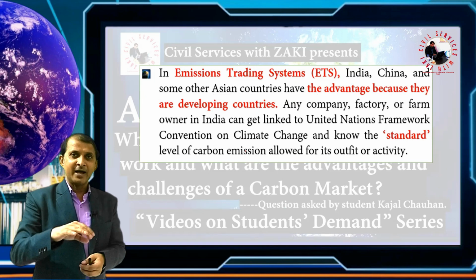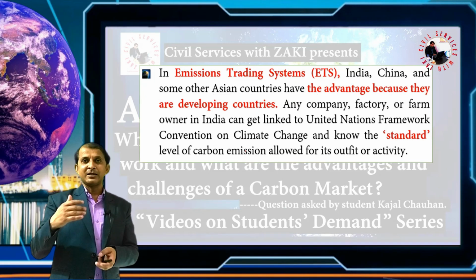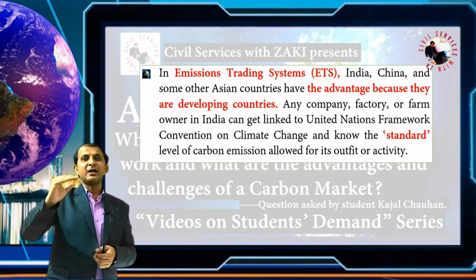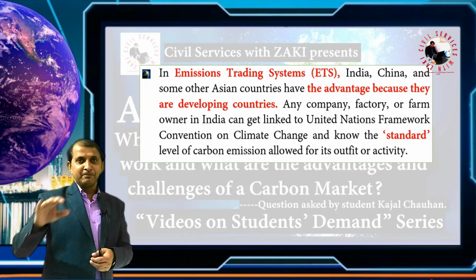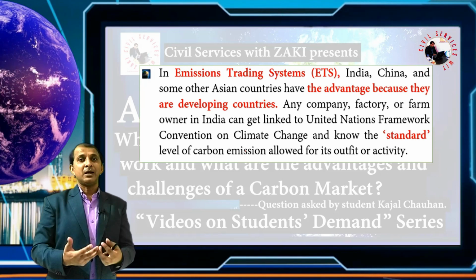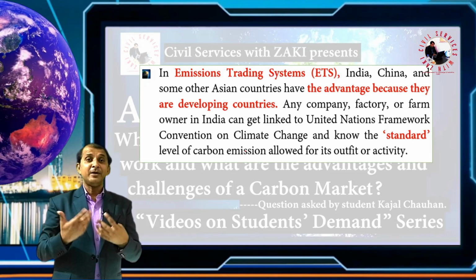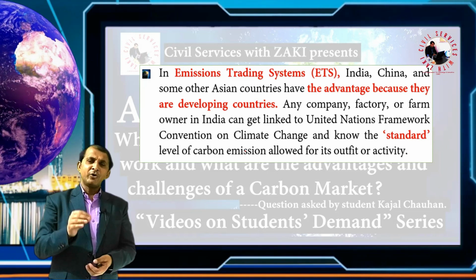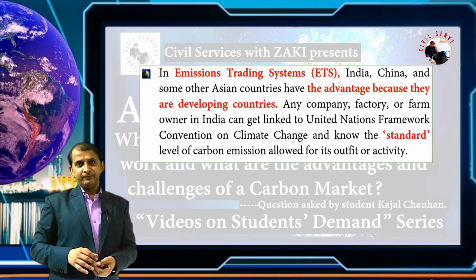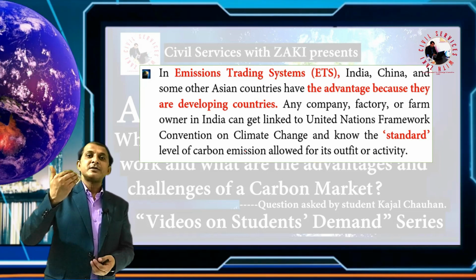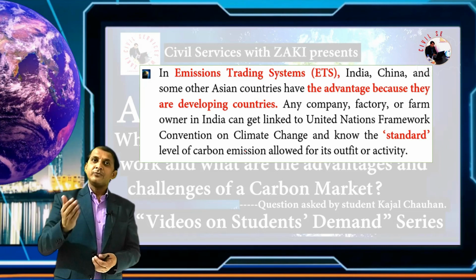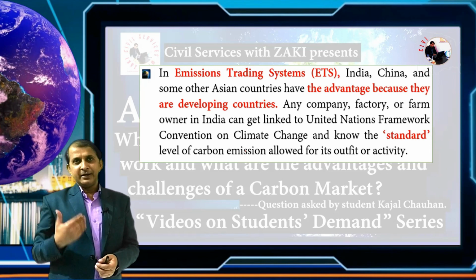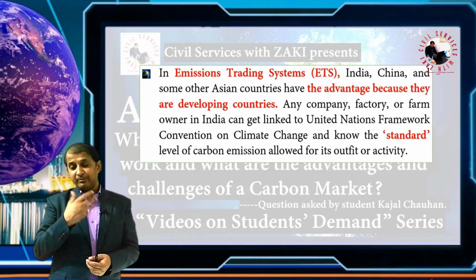So if I set up a company in India and our offset is 5 tons of carbon, and my company is very environmentally sound and produces only 1 ton of carbon, we can sell the rest of the carbon to developed countries and other countries. That's why Indian and Chinese companies may benefit.